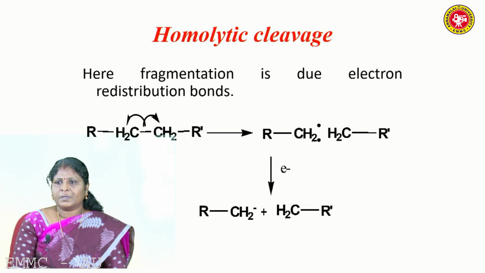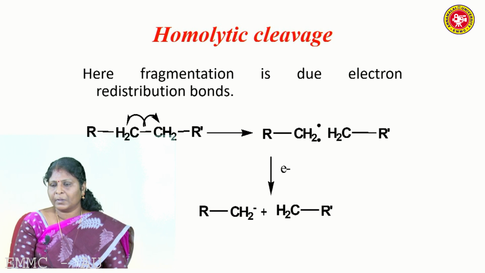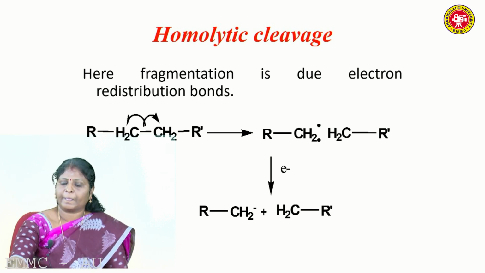Homolytic cleavage. Here the fragmentation is due to the electron distribution of bonds. Actually, this type of cleavage is called beta cleavage. This is because the bond which is beta to the charged site will undergo cleavage, thereby producing a radical and a cation.